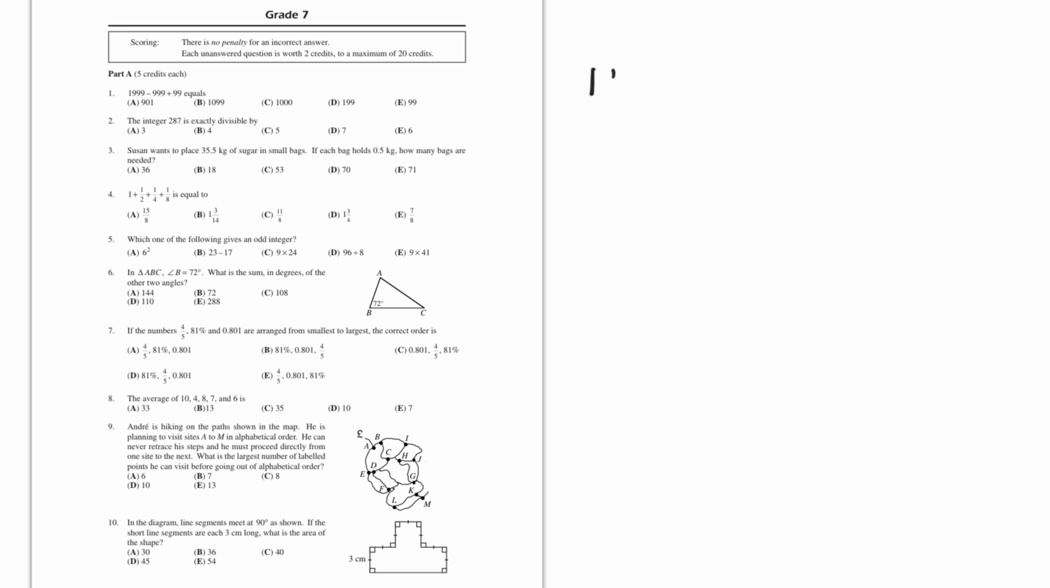So start with 1999 minus 999, which gives us 1000. 1000 plus 99 is 1099. The answer is B.